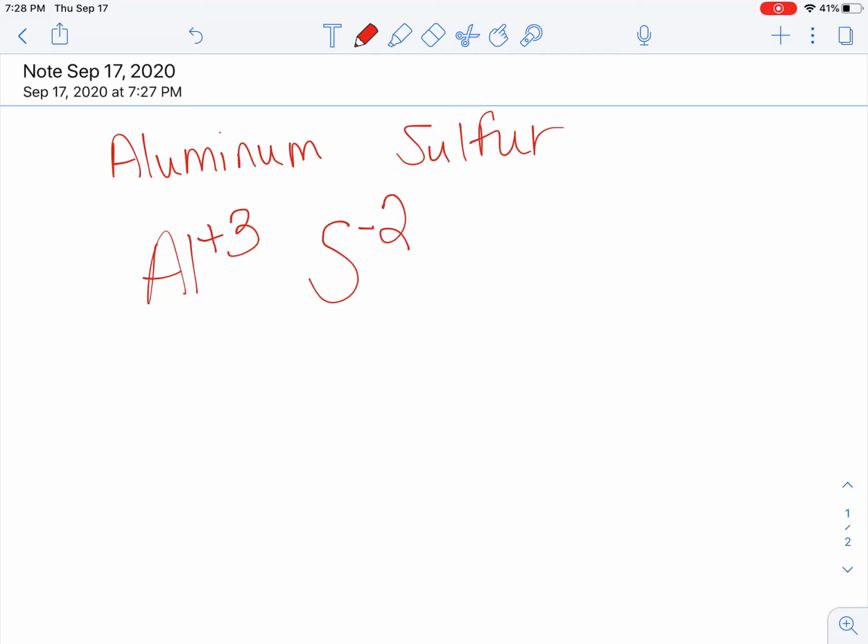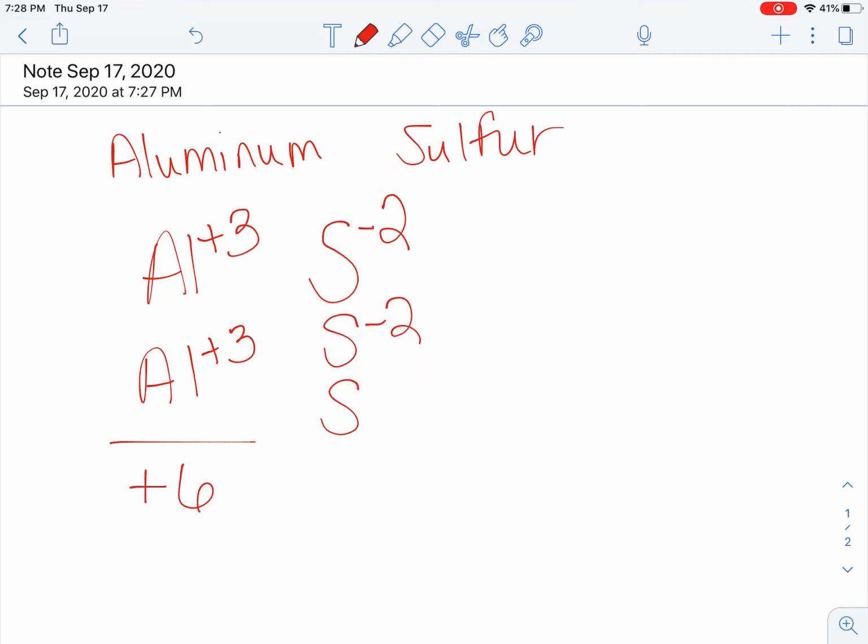Now, we have to think of a common multiple here that will eventually add to 0, because +3 minus 2 gives us a +1. So I know 3 and 2 both multiply into 6. So if I have 2 of these aluminums, they would add up to a +6.